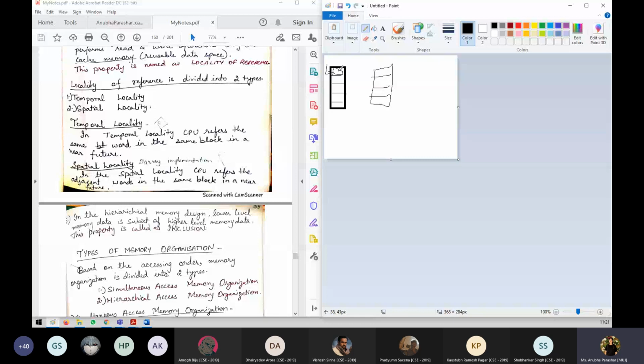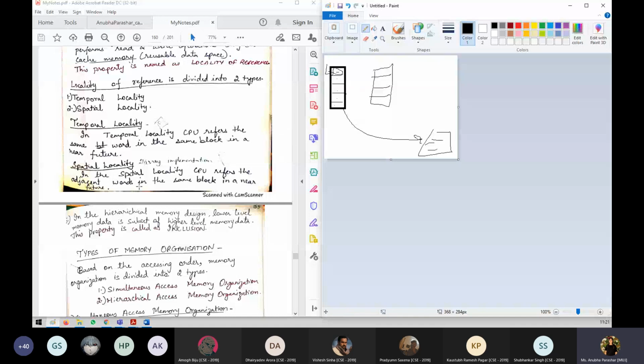If it is not found at the same block, then it will go and find other blocks. If not, a request is generated to main memory stating that you give me this data, and it will be fetched over here. This is temporal.